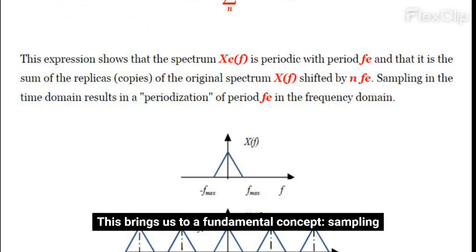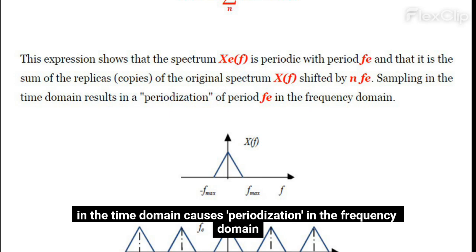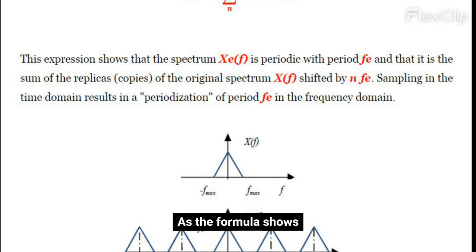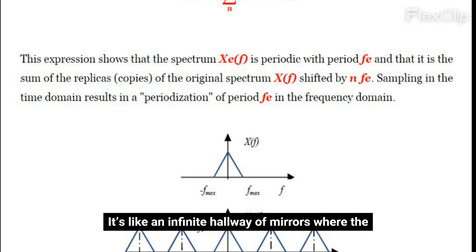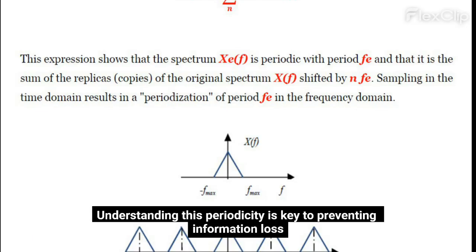This brings us to a fundamental concept. Sampling in the time domain causes periodization in the frequency domain. As the formula shows, the resulting spectrum, say, X_s(f), is now periodic with a period of Fs. It's like an infinite hallway of mirrors where the original spectrum is reflected over and over again. Understanding this periodicity is key to preventing information loss.